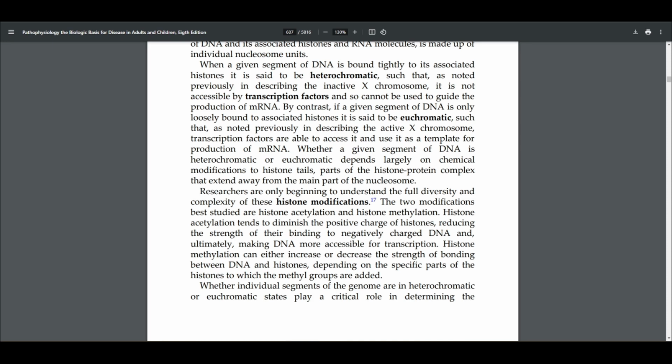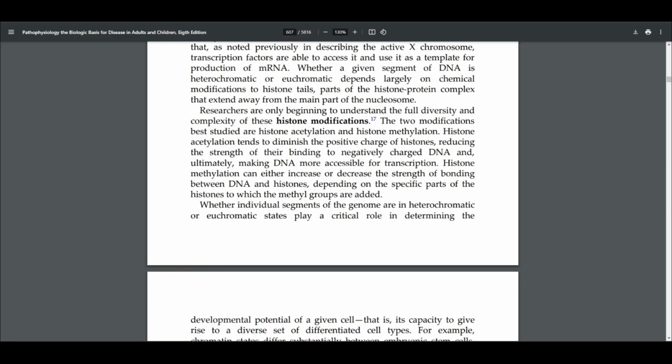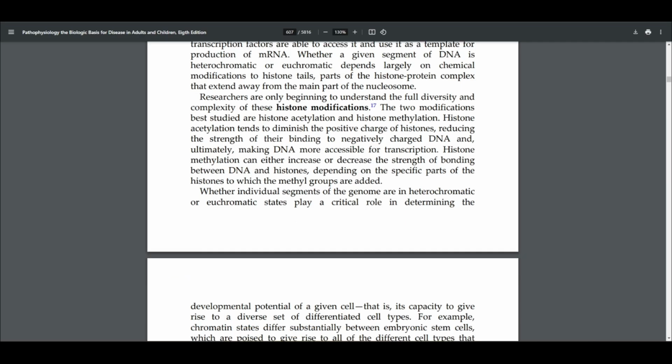Whether a given segment of DNA is heterochromatic or euchromatic depends largely on chemical modification to histone tails, parts of the histone protein complex that extend away from the main part of the nucleosome. Researchers are only beginning to understand the full diversity and complexity of these histone modifications. The two modifications best studied are histone acetylation and histone methylation.